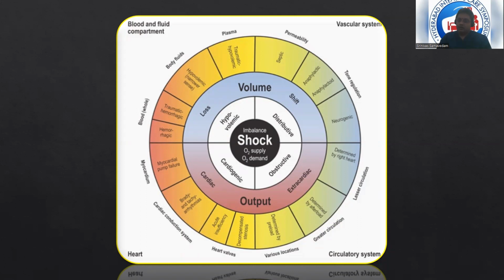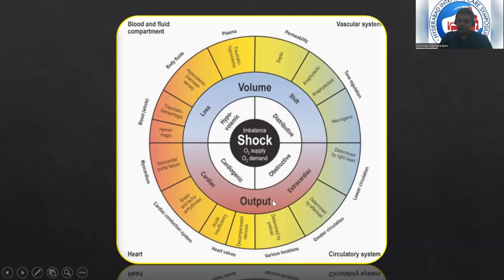Whereas in other cases the volume is not externally lost, but internally the volume is leaking somewhere or shifting from the intravascular to the extravascular compartment, like in septic shock, anaphylactoid shock, or neurogenic shock; you get the volume-dependent shock. So two types of shock are volume dependent, that is the distributive shock and the hypovolemic shock.